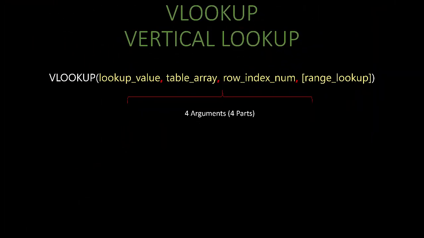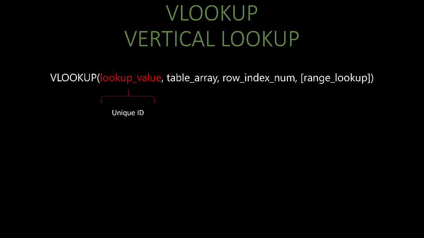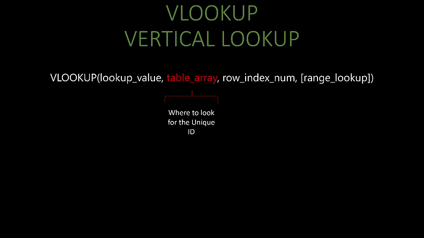The VLOOKUP function has four arguments, four parts, which means that you need to answer four questions before this formula can work. The first question is lookup value, the unique ID. This is what to look for. Table array, which is the second argument, is where to look for the unique ID. So where is your data? Where in the data you will find that information.